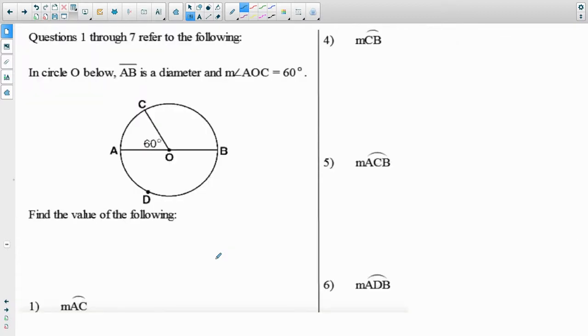Let's do a few quick examples. See if you could pause the video for a minute and answer the 4 quick questions that are on this page.